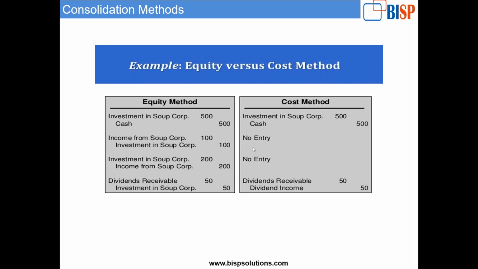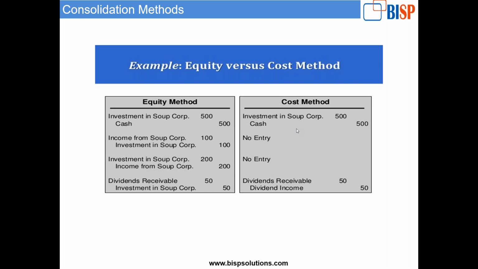But under the cost method, we are not passing entries for these transactions. So this is the basic difference between the equity method and the cost method. Here the investment amount will remain the same as what was invested at the time of acquisition, and under the equity method, your investment amount gets updated on the basis of the outcome of the company in which they have taken the acquisition.